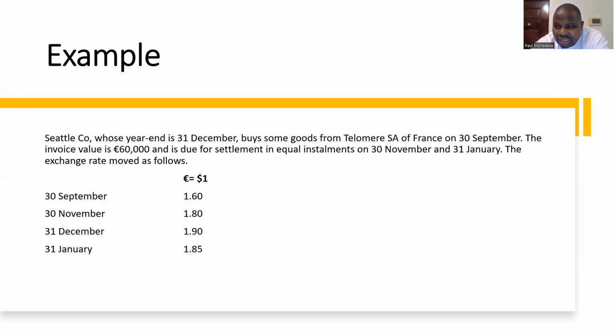So the dates and the rates are quite important when we're translating transactions or calculating foreign exchange differences. Required: state the accounting entries in the books of Cito company. Given this fact, what should we do? Remember, the transaction occurred on 30 September when the rate was 1.6.